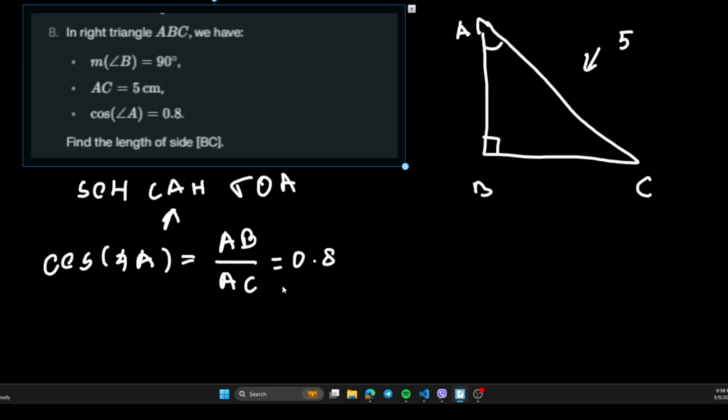So 0.8 times 5 would be, wait, 8 times 5 is 40, so 4. Yeah, just 4. So now AB is 4, AC is 5, you use Pythagoras and you find BC.